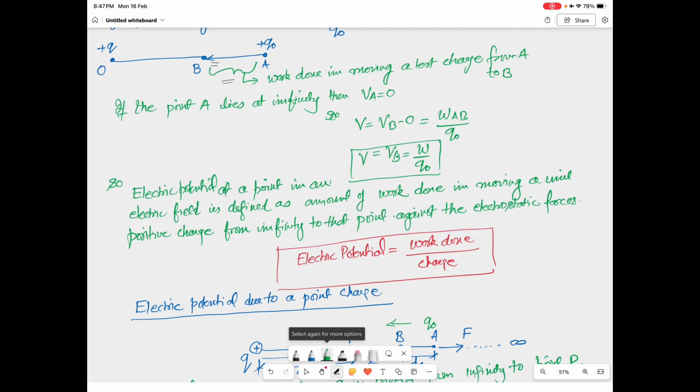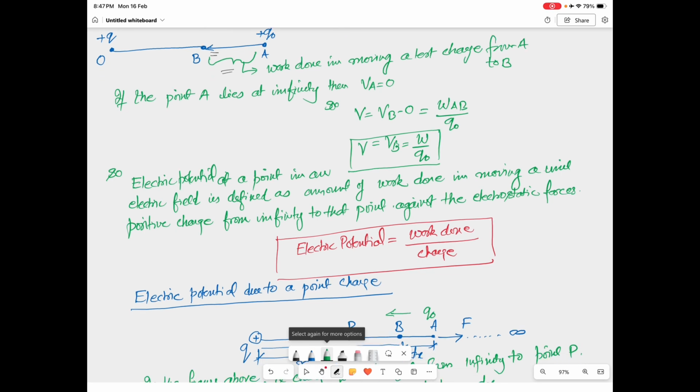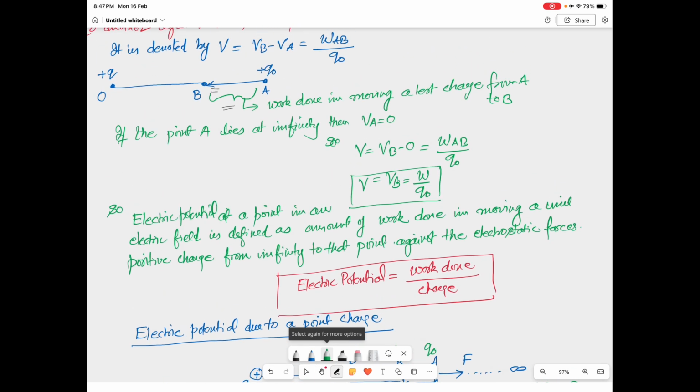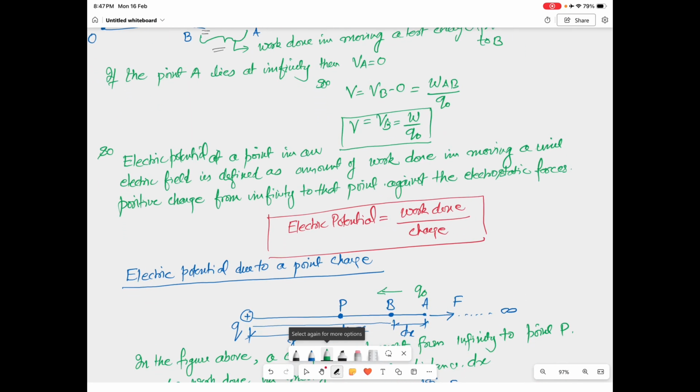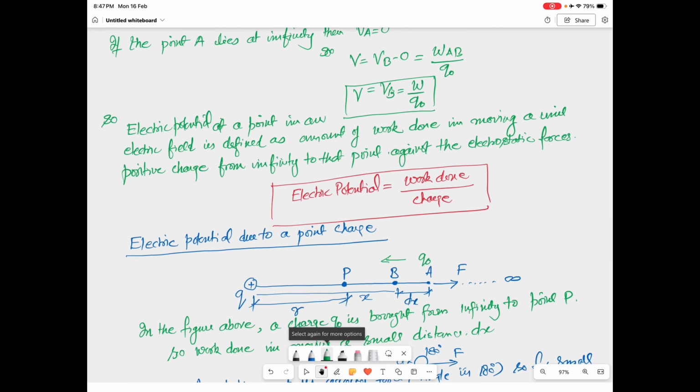So we are bringing a unit charge from infinity to that point, and whatever work is done in bringing it from infinity to that point by a unit charge is called the electrostatic potential at that particular point. So electric potential is nothing but work done divided by charge.